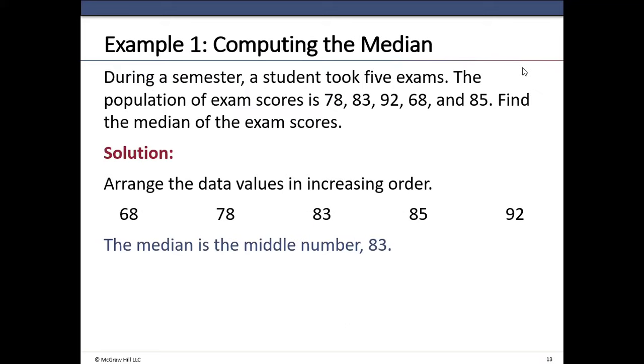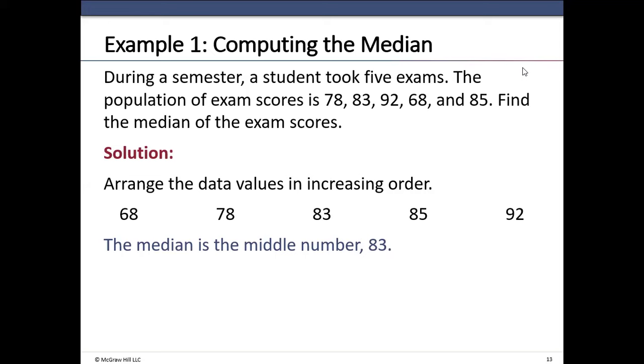During a semester, a student took 5 exams. The population of exam scores is 78, 83, 92, 68, and 85. So you arrange the numbers from lowest to highest. First is 68, next is 78, then 83, then 85, and 92. The number in the middle is 83.